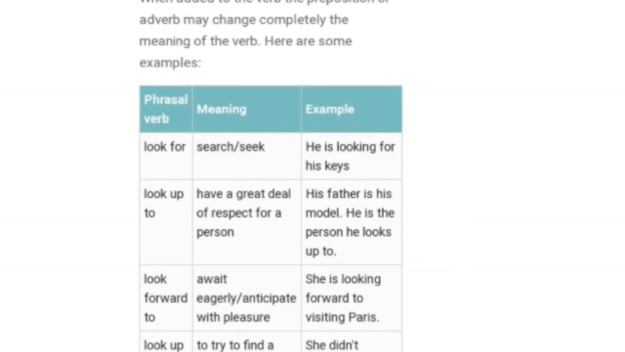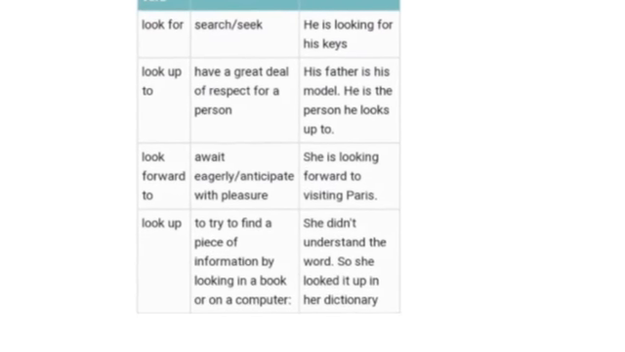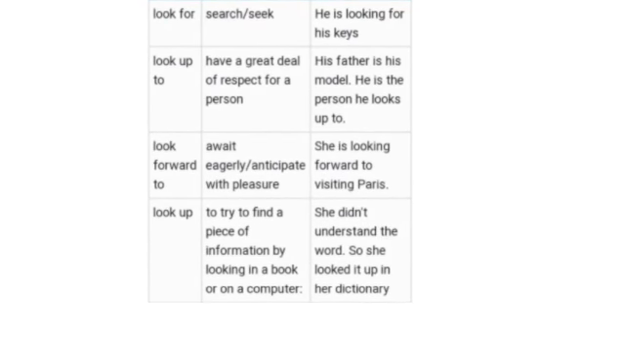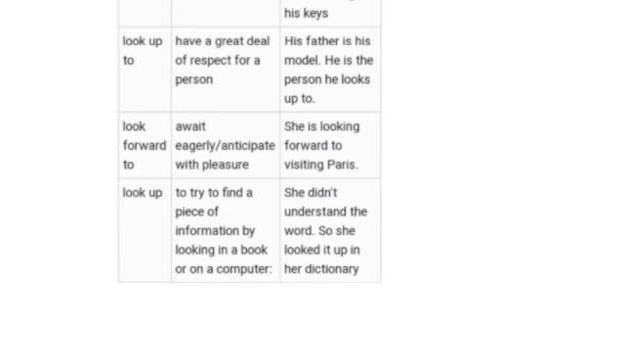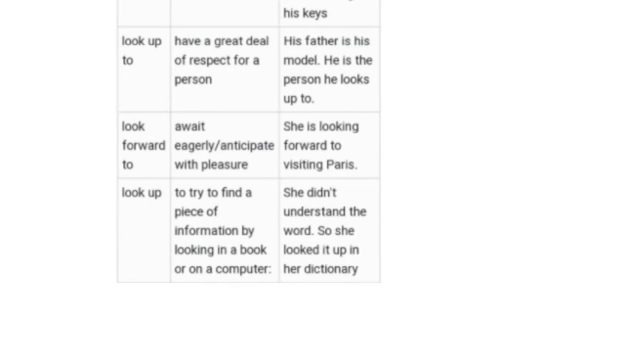Look for means search or seek. He is looking for his keys. Look up to means to have a great deal of respect for a person. His father is his model. He is the person he looks up to. Look forward to means to await eagerly or anticipate with pleasure. She is looking forward to visiting Paris. Look up means to try to find a piece of information by looking in a book or on a computer. She didn't understand the word, so she looked it up in her dictionary.